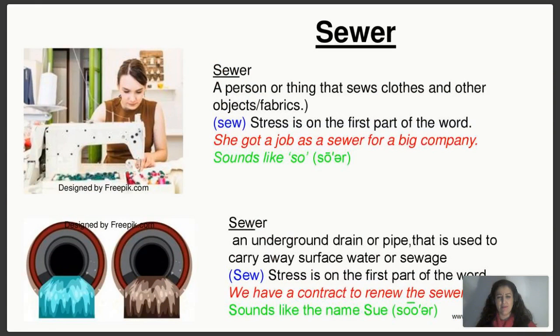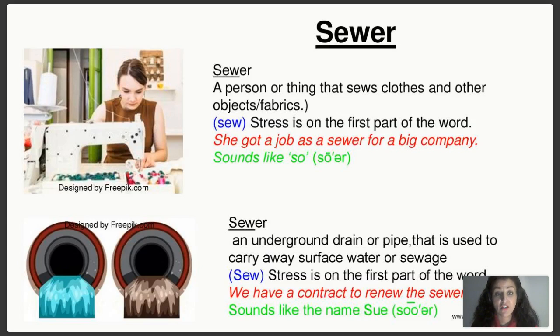Okay, I think this might be the last one. No, there's one more after this. Okay, so we have sower and sewer. So very similar, but sower and sewer, and I will break them down. A sewer is a person, or it could be a machine that sews clothes and other objects or fabrics. So the stress is on the first part of the word.